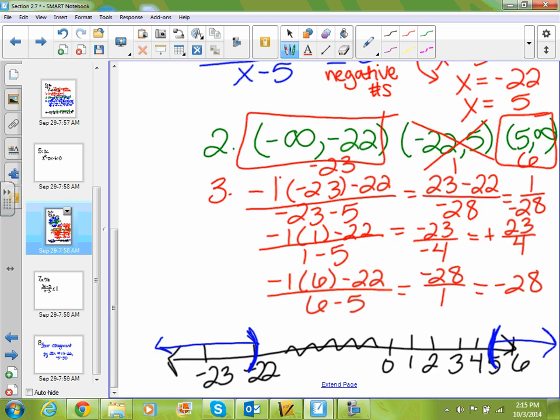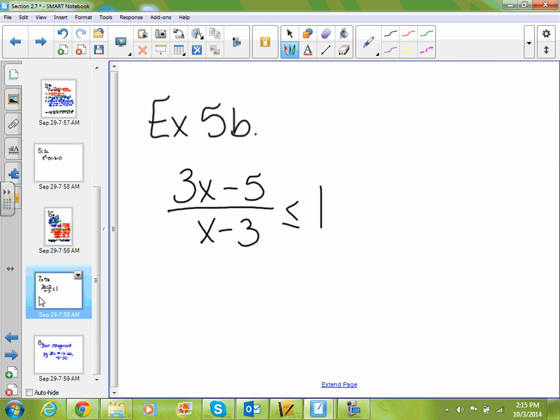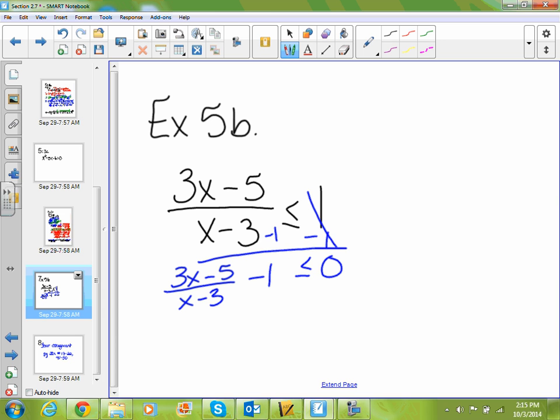Okay, so let's do one more like that, just since it's harder when you have to simplify and rationalize your denominators. So we're given (3x - 5)/(x - 3) is less than or equal to 1. Okay, so we need to solve this for 0, so I'm going to subtract 1 from both sides. These ones then cancel, give me 0 is less than or equal to (3x - 5)/(x - 3) minus 1. Okay, and in order to do that subtraction, we have to have common denominators.